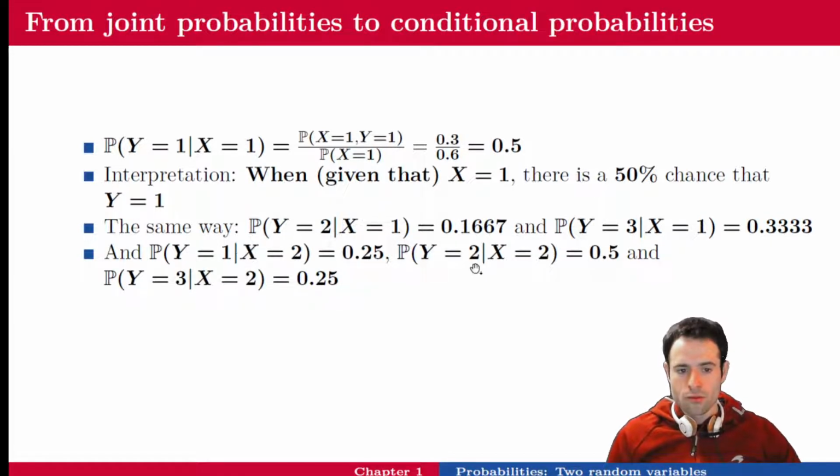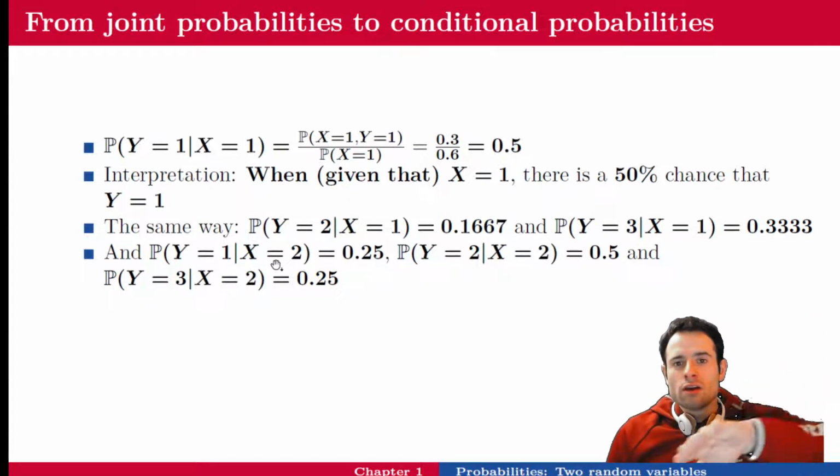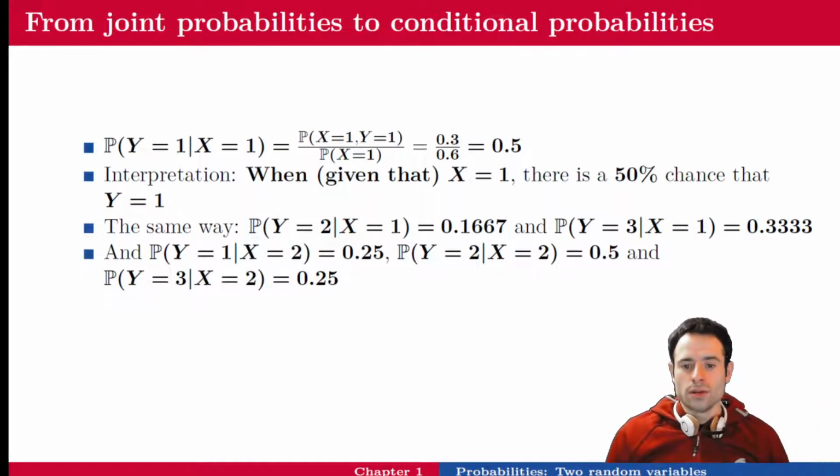Here are 3 more probabilities that correspond this time to the case where x is equal to 2. So it's like going through the second branch of the tree.